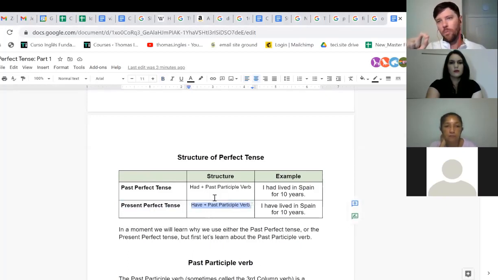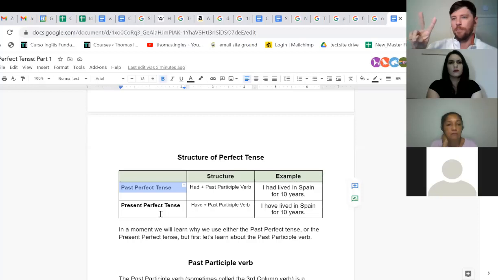Vamos conversar sobre o past participle em um momento, or the past perfect tense. So these are the two versions of the perfect tense that we are talking about. There's actually a future perfect tense também, mas nós não vamos conversar sobre o future perfect. E é raramente usado. Então, você não precisa se ocupar muito sobre o future perfect tense. Mas agora temos o past perfect and the present perfect.